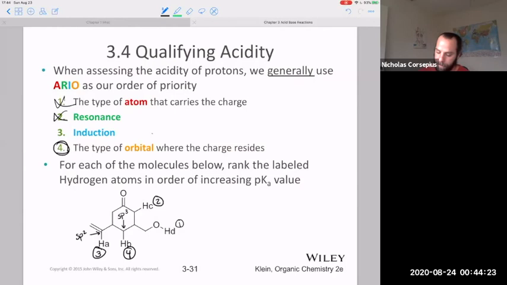Okay? So again, that's how we compare all of our factors. First, we look at atom, then resonance, then induction, then the type of orbital.